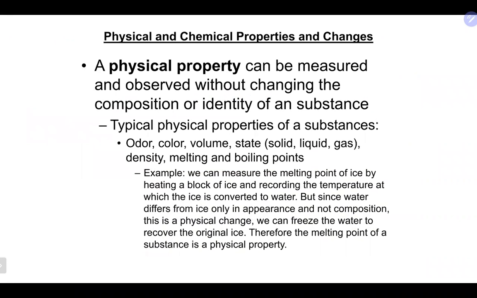So let's talk a little bit about physical properties and physical changes, and also chemical properties and chemical changes. So when we talk about a physical property, that is something that can be measured without really changing the composition or identity of a substance. Typical physical properties are things like odor, color, volume. Probably the most common physical property we come across a lot in chemistry is the state, as we were just talking about. You know, is it solid? Is it liquid? Is it a gas? Things like density, melting points, and boiling points, those are all physical properties. Physical properties usually go with physical changes.